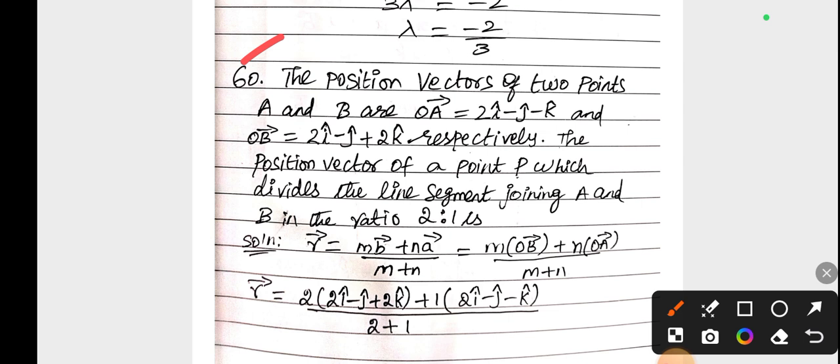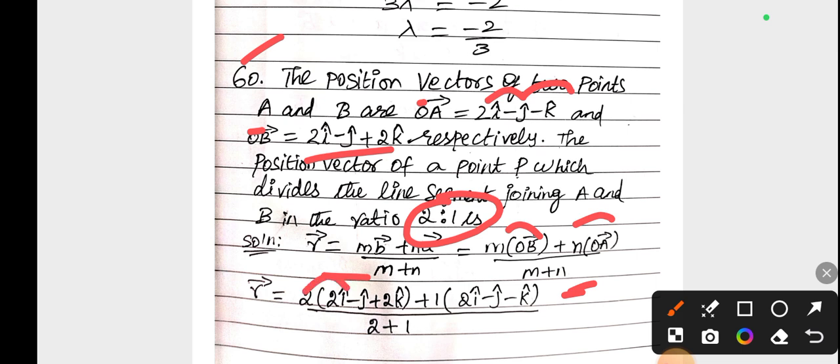Now 60th question. Position vectors of the points A and B are OA, OB respectively. Position vector of a point divides the line segment in the ratio 2 is to 1. Since the ratio is given, we know, children, the formula R vector equals m OB vector plus n OA vector by m plus n. So apply m OB vector plus n OA vector by m plus n. What's our OB vector? It is itself given: 2i cap minus j cap plus 2k cap. What's our OA vector? 2i minus j minus k.